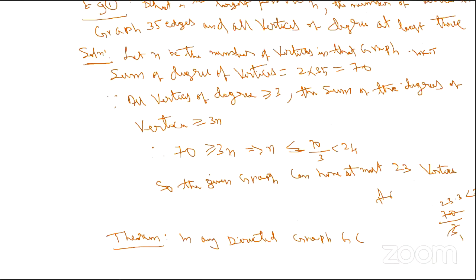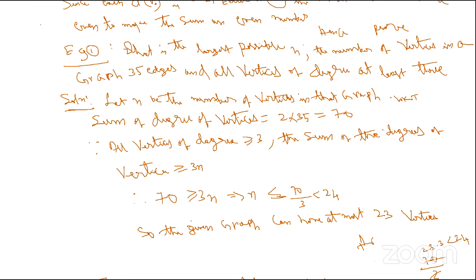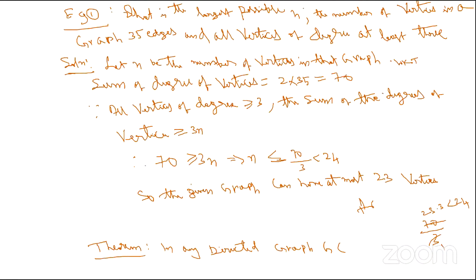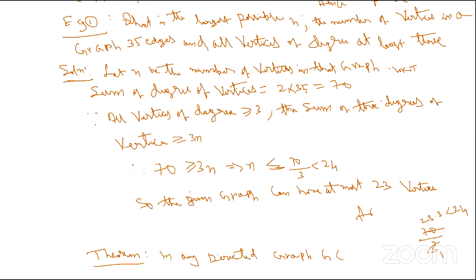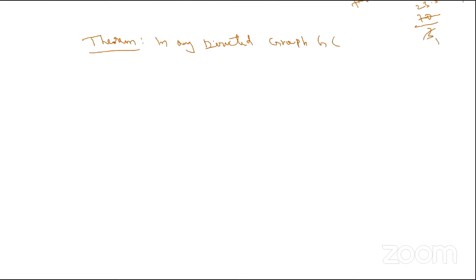Example 1: the vertices in a graph with 35 edges and all vertices of degree at least 3. Here we know that the sum of the degrees of vertices is 2e, that is 2 into 35, which is 70. Directed graph G(V, E).